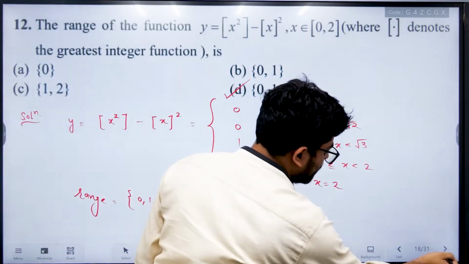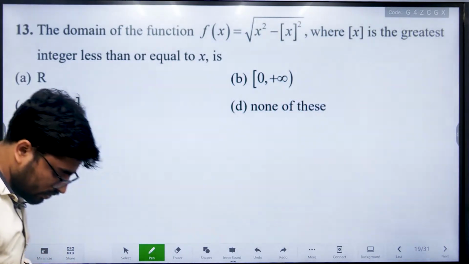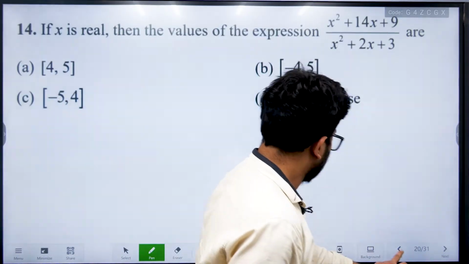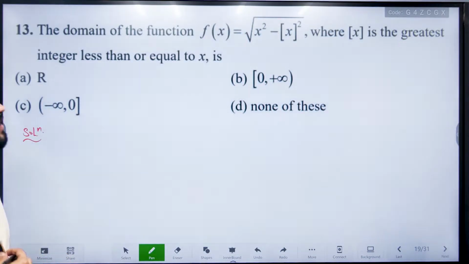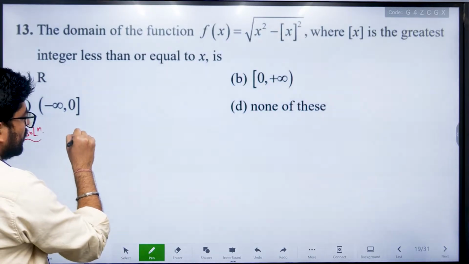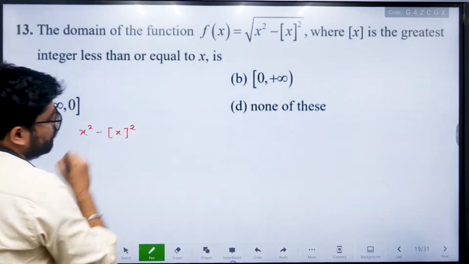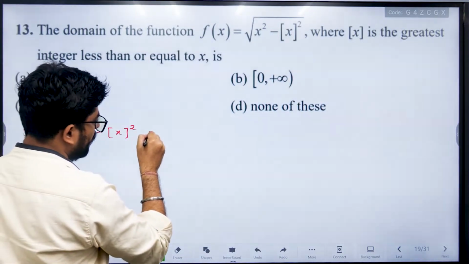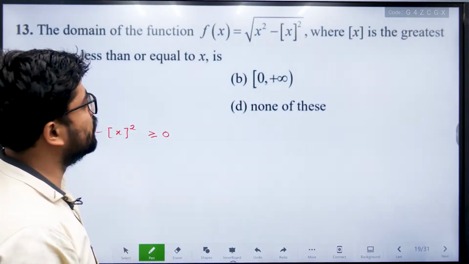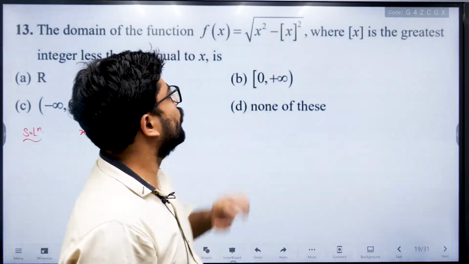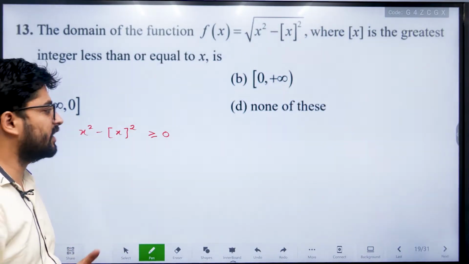Okay, now next is the solution. Sir, find the domain of the function, this one, where this is the greatest integer less than or equal to x. For the domain, x square minus greatest integer of x whole square must be greater than or equal to 0, because the quantity under the root must be non-negative.